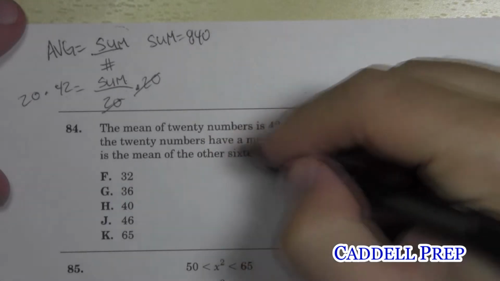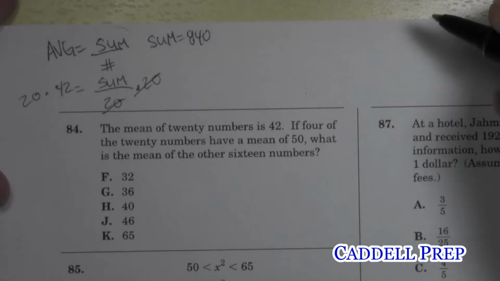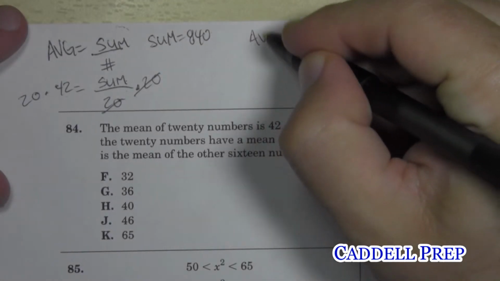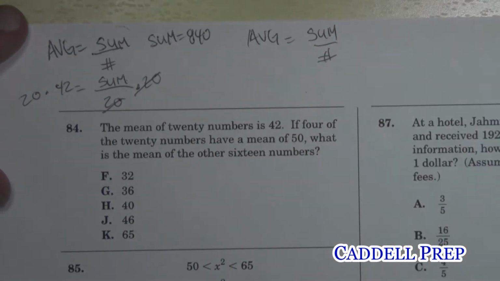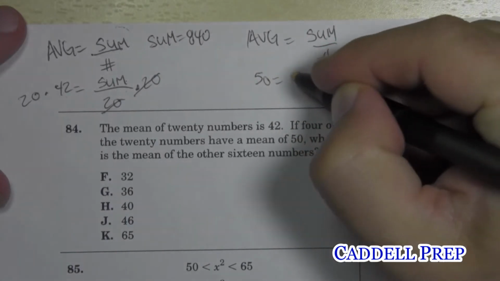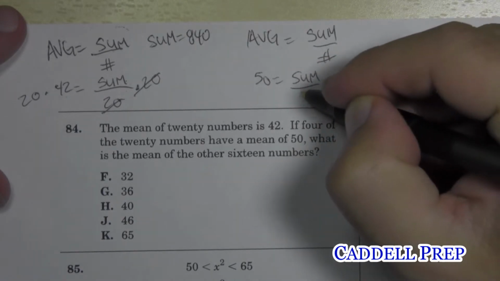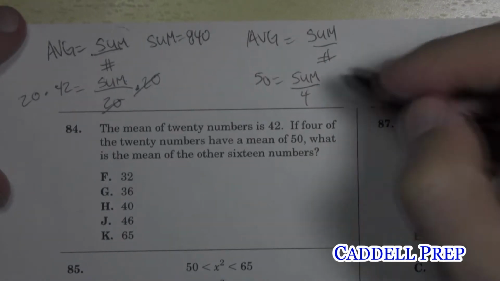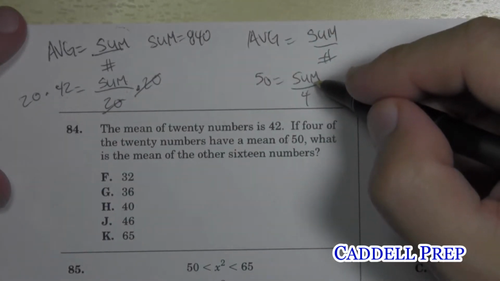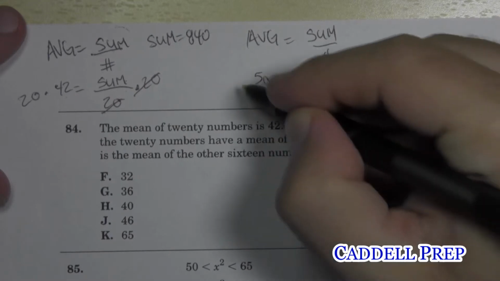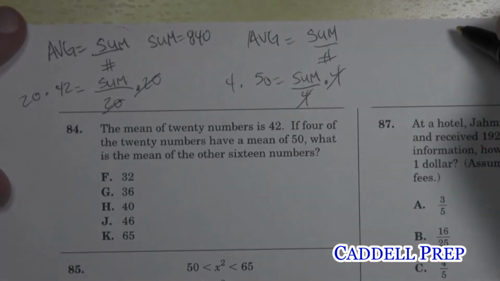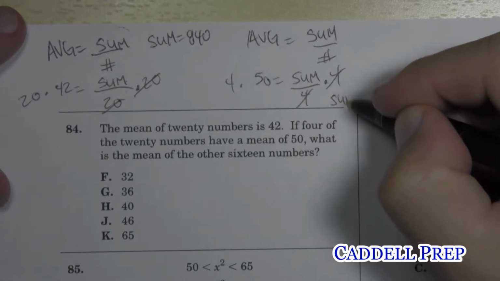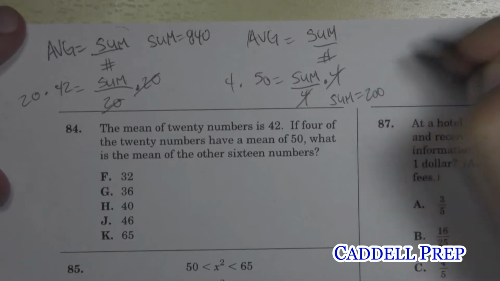Okay, now let's see what the other 4 numbers add up to. The 4 numbers out of the 20 that have a mean of 50. So average equals sum divided by the number. The average of the 4 numbers is 50. So now, again, just like over here, to solve for sum, we can multiply by 4. Those cancel. 4 times 50 is 200. So we have the sum of the other 4 numbers equals 200.